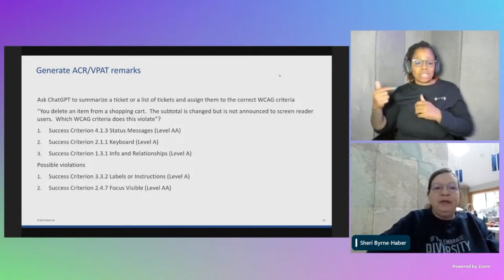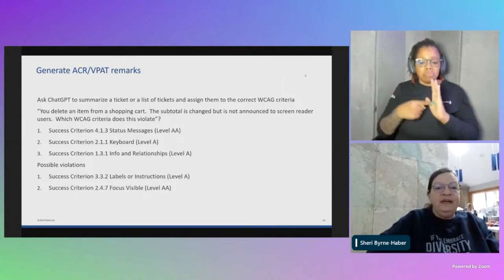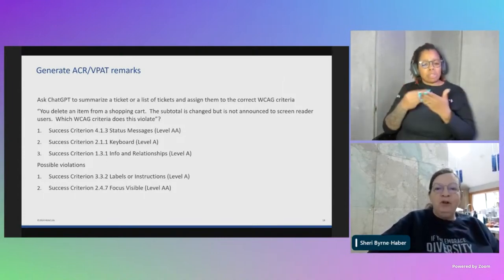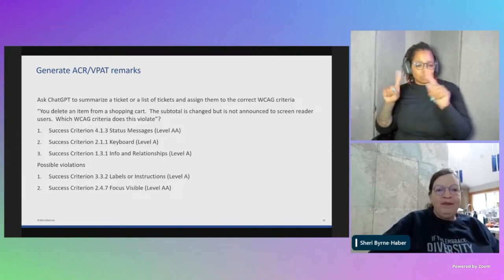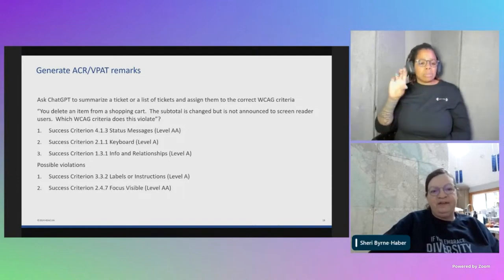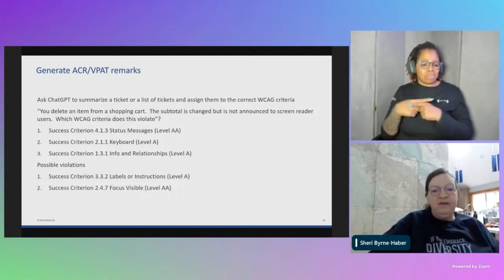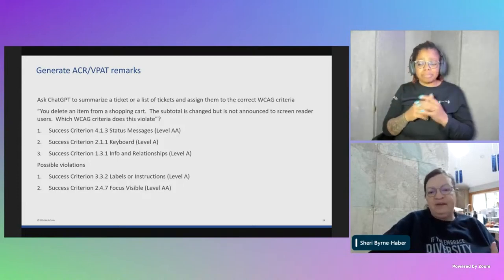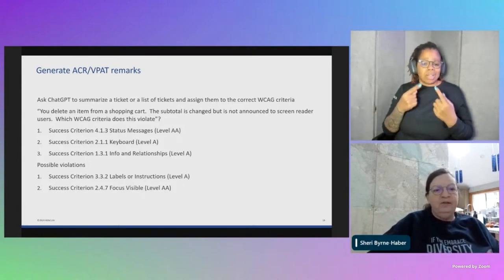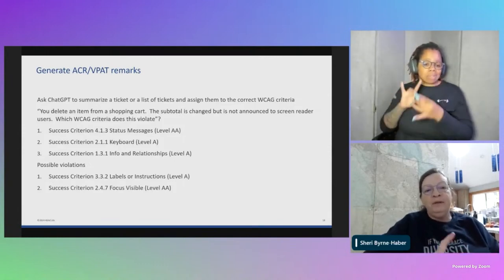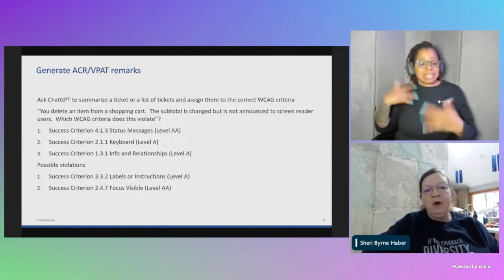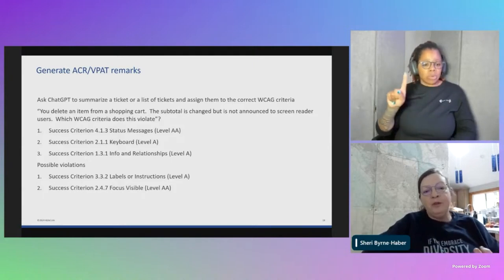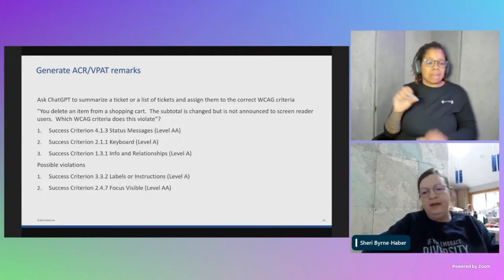So we have an example here that says, you delete an item from a shopping cart. The subtotal is changed, but is not announced to screen reader users. What WCAG criteria does this violate? And it actually gives a pretty good list of the affected success criteria. So it said 4.1.3 status message, 2.1.1 keyboard, 1.3.1 info and relationships, and possibly, and then it listed a couple more.